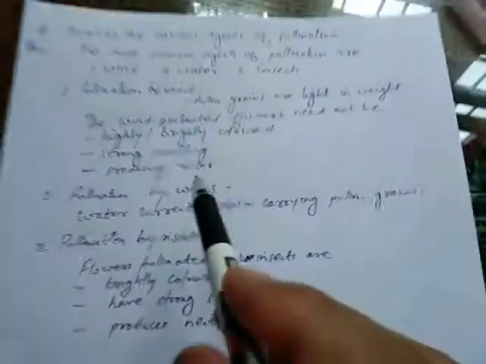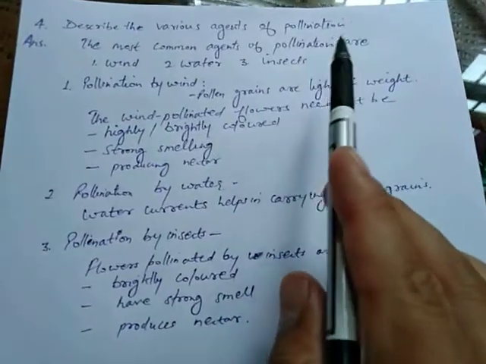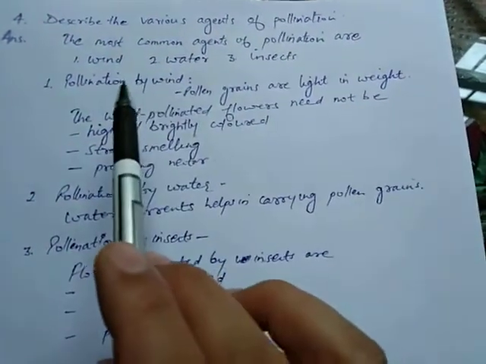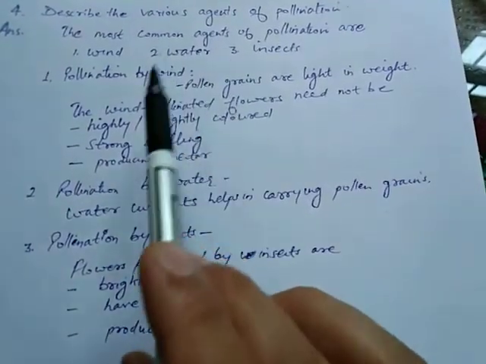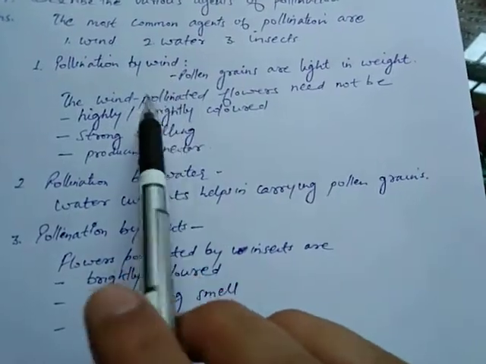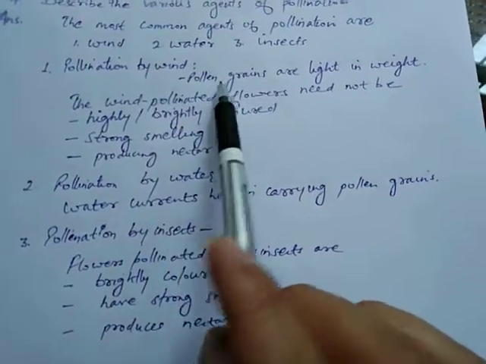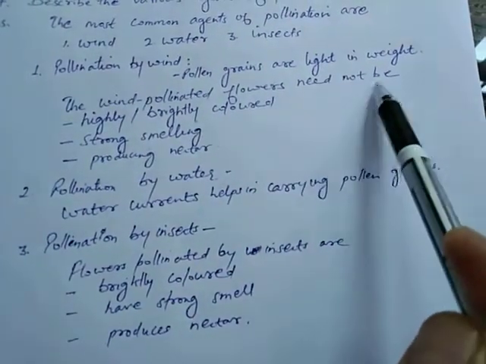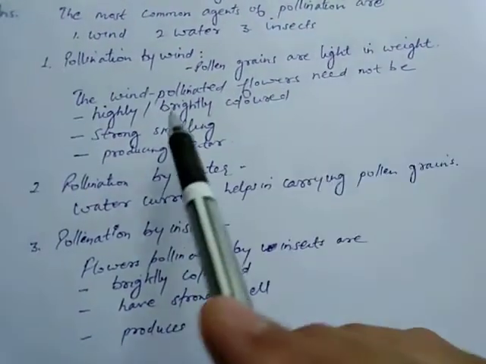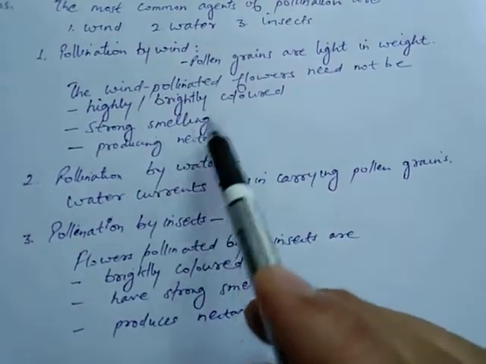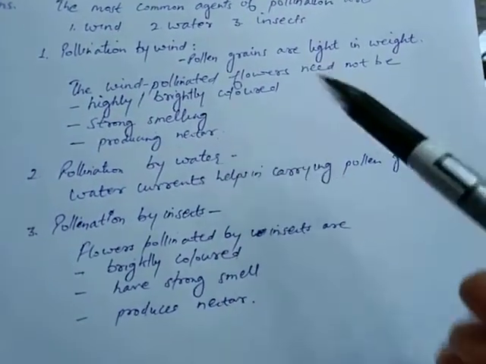So the last question is: describe the various agents of pollination. The most common agents of pollination are wind, water and insects. In pollination by wind, pollen grains are light in weight. Wind-pollinated flowers need not be brightly colored, strong smelling or nectar producing.